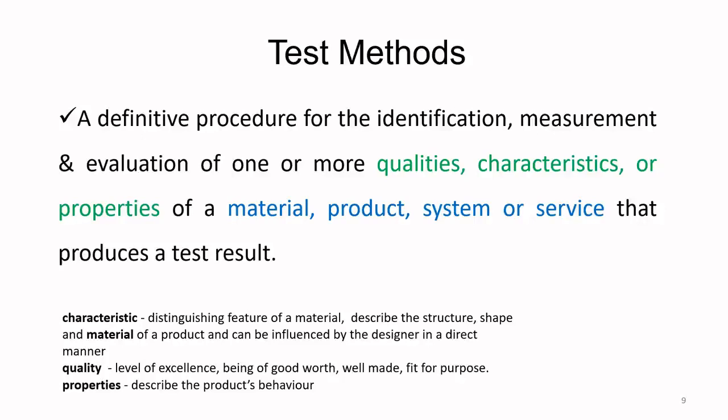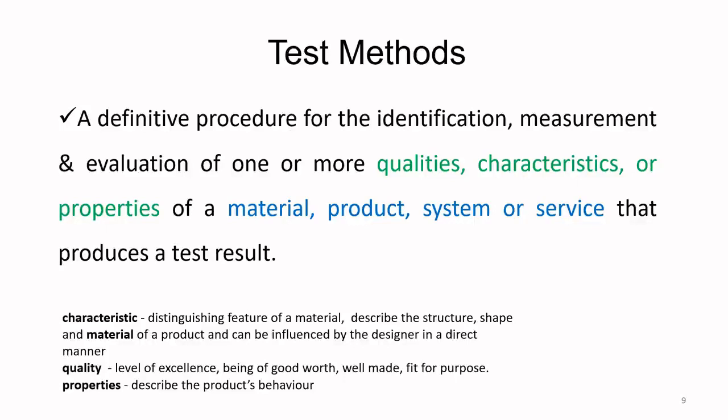The definitions are given at the bottom. Characteristic means a distinguishing feature of a material, or describes the structure, shape. And what is the material of a product? The material of a product can be influenced by the designer in a direct manner. So characteristics is the distinguishing feature of a material, describing the structure, shape, and material.